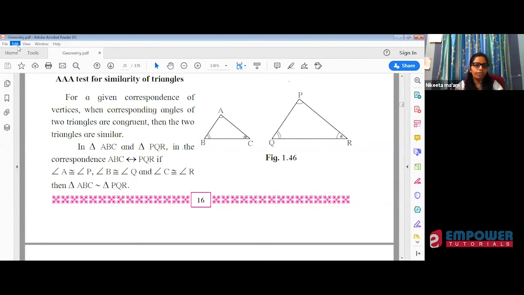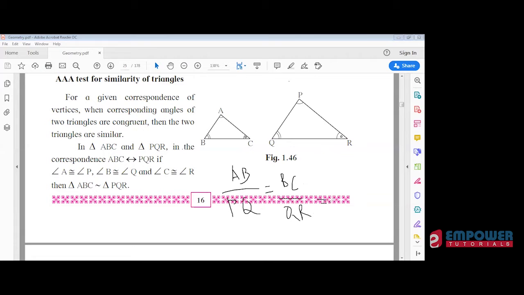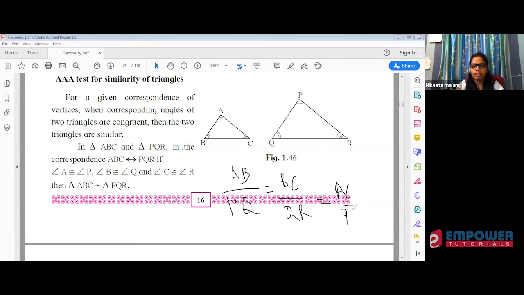Now, the ratio of their sides: AB upon PQ, AC upon PR, BC upon QR. So see, the sides opposite to these two congruent angles: the side opposite to this will be AB and PQ, so their ratio, first one is done. Now the side opposite to B and Q, that is AC and PR. So AC and PR, okay, done.